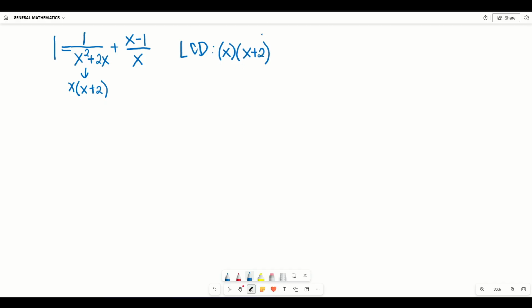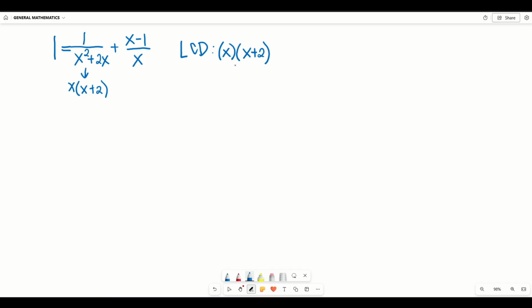Then, proceed with the next term. We have x minus 1 over x. Our denominator here is x. And note that dito sa LCD natin, nakalista na si x. So, therefore, hindi na natin isusulat pa ulit si x.